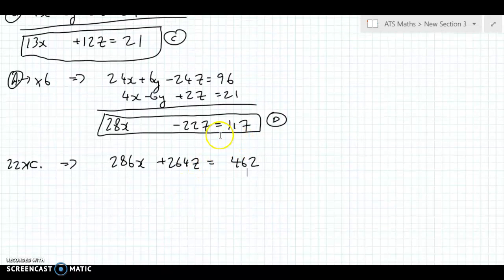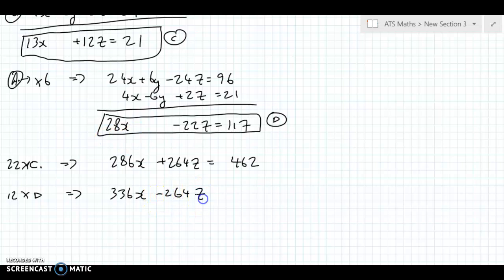And then I'm going to get equation D and multiply it by 12. You see, 12 up here will be 12 by 22, and down here will be 22 by 12. So you'll have the same amount of z, but the sign will be different. So 12 multiplied by D, and that's 12 times 28 gives us 336x, and 12 times 22 gives us minus 264z, and 12 times 117, obviously in the calculator, you're going to get 1404.